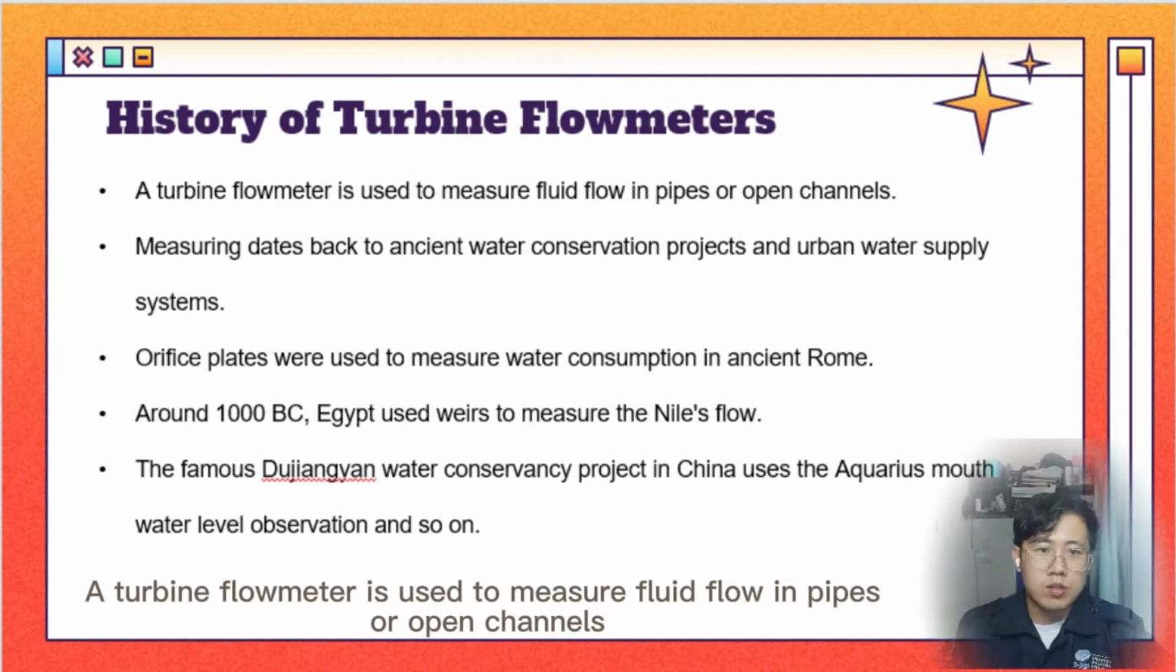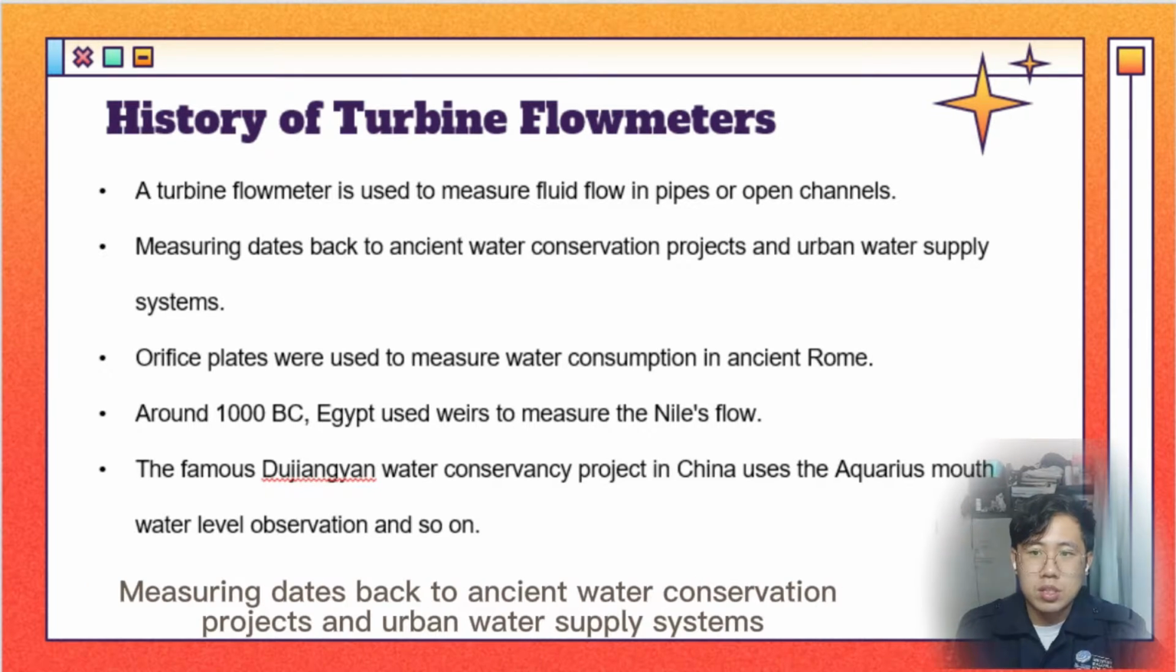Today I want to talk about the history of the turbine flow meter. A turbine flow meter is used to measure fluid flow in a pipe or open channel. Measuring dates back to water conservation projects and urban water supply systems.